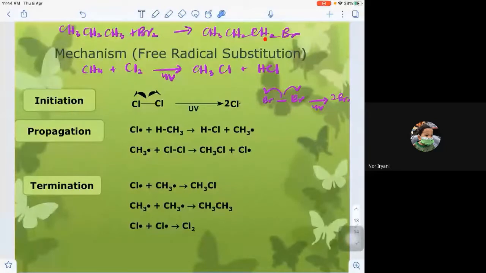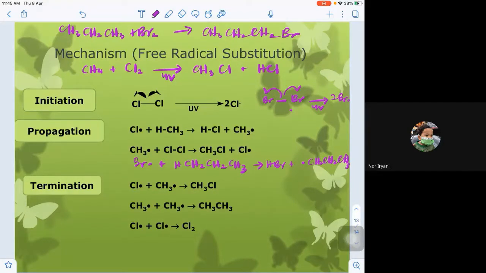So if it is attached to the first carbon, what happened in the propagation step is the Br radical that is produced here will start to attack the CH3CH2CH3 from our propane. So this Br radical attacks the H. H will attach to the Br radical, and it will make this turn to a radical. So the product will be HBr plus CH2CH2CH3 radical.